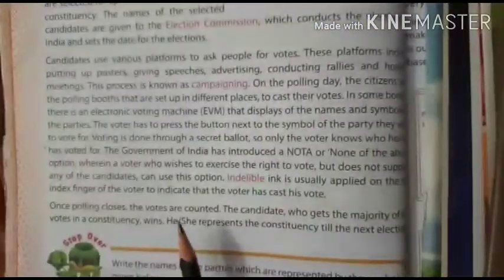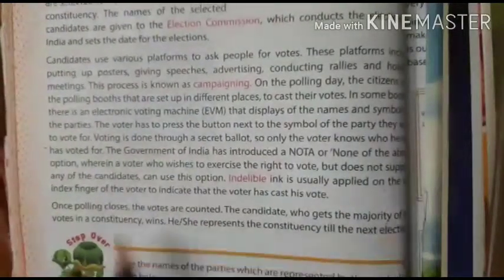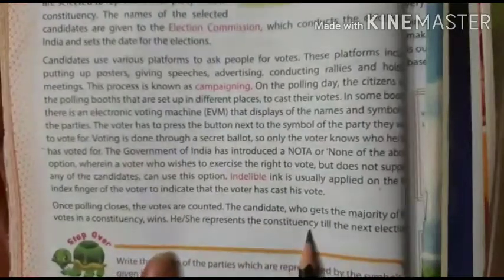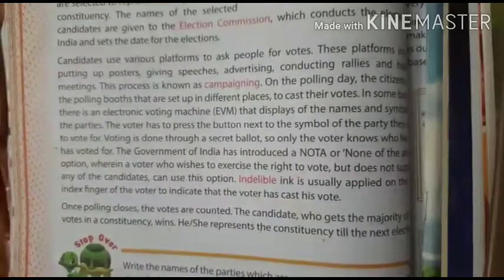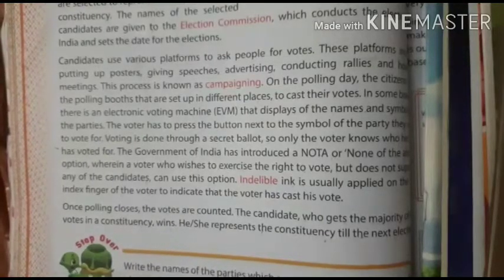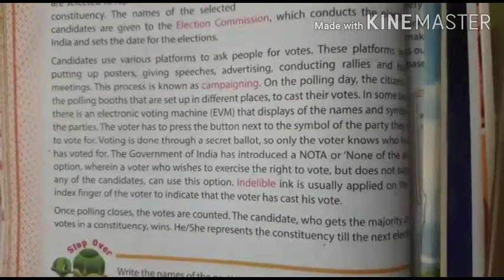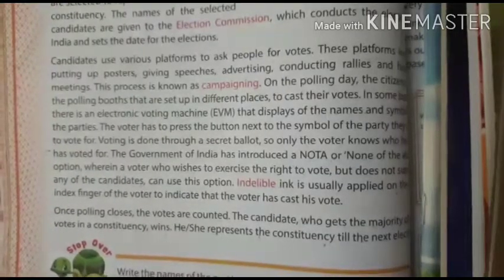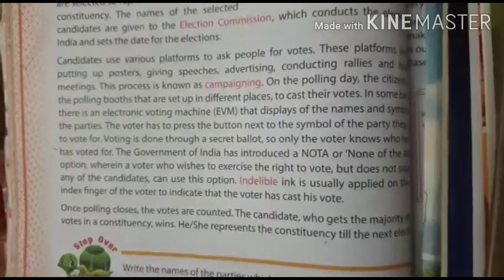Once polling closes, the votes are counted. The candidate who gets the majority of the votes in a constituency wins. He or she represents the constituency till the next election. Whichever candidate gets the majority of votes in a constituency, if I got the most votes and I won, then I, as the representative, represent the constituency, and I have to wait till the next election takes place.